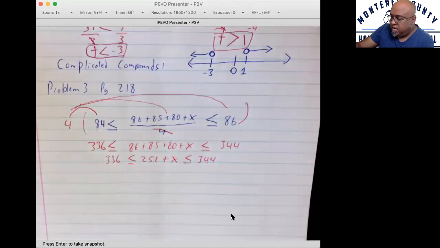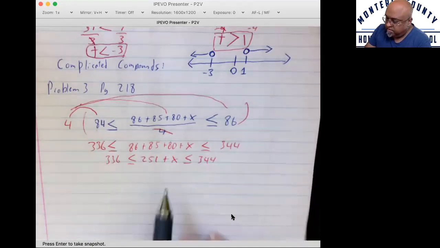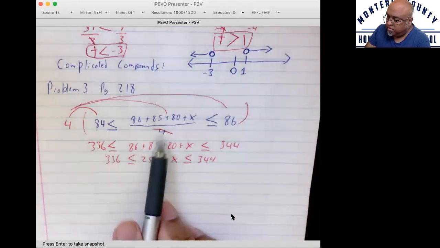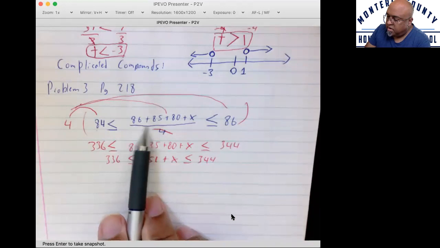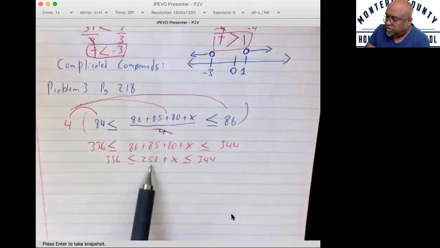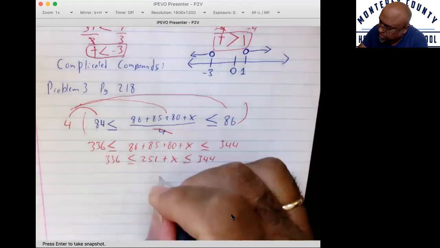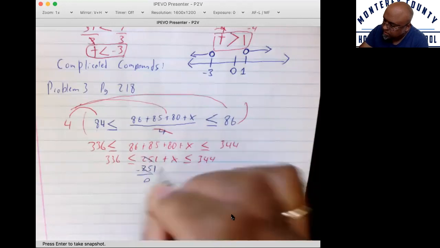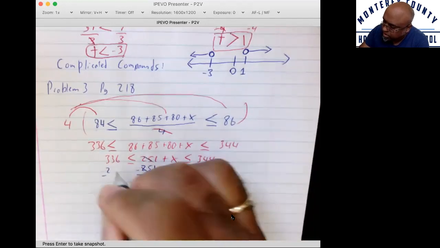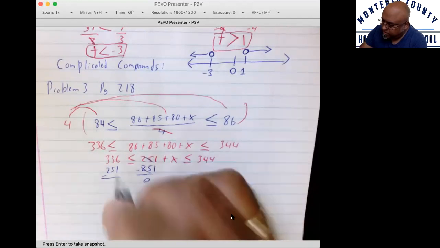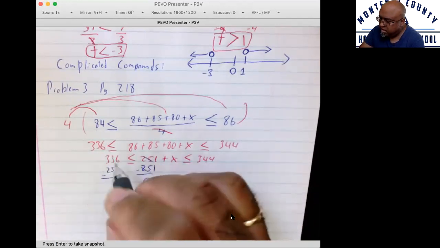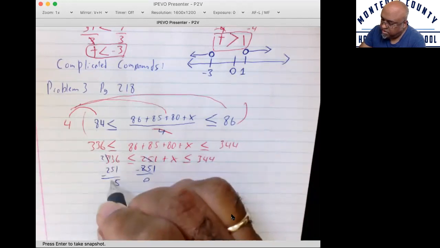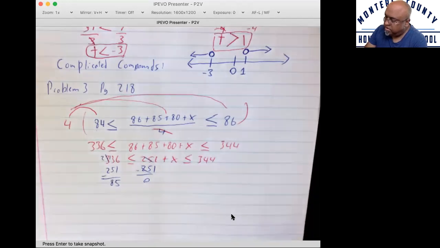Now we want to isolate x because we have simplified here. We've gotten rid of the 4 by multiplication by 4, and we added all of these like terms together to get 251. So now, to isolate x, I want to subtract 251 from both sides, or actually from all 3 sides. 6 minus 1 is 5. Cross out 3, make it 2, put a 1. 13 minus 5 is 8. 2 minus 2 is 0.